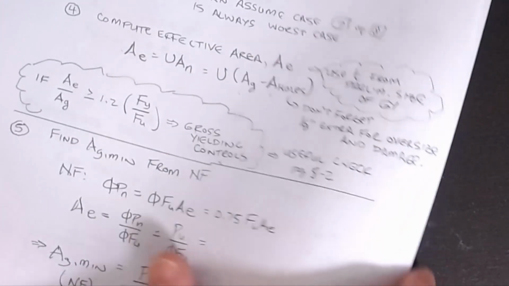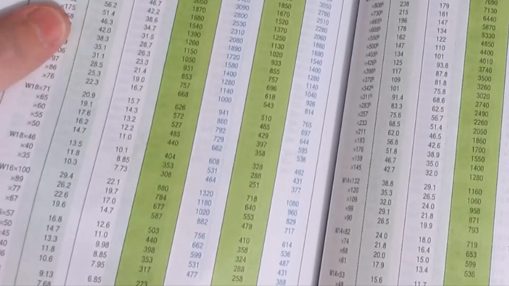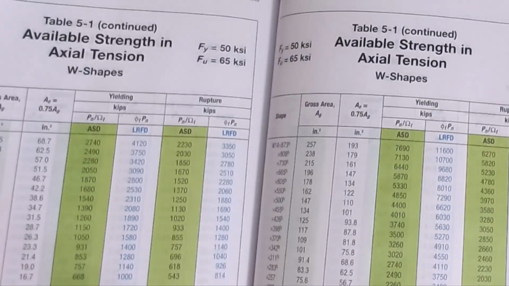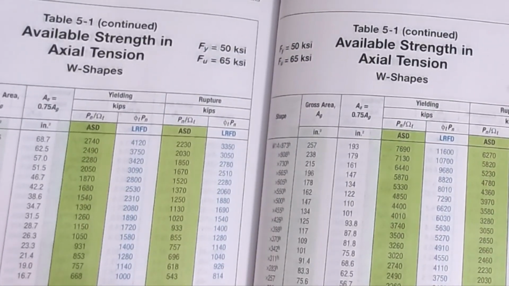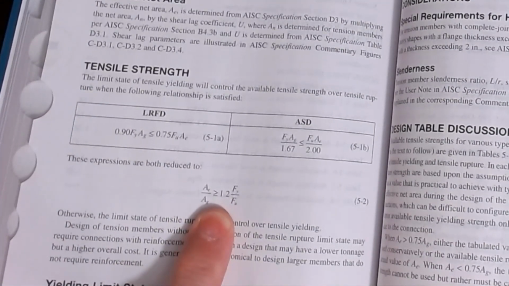That should be 5-2, because section 5 is the tension section in the code. So here it is. This has some handy tables, which I'll show you how to use a little bit later in the video, for available strength in axial tension. But the check that we're looking at is this equation 5-2.